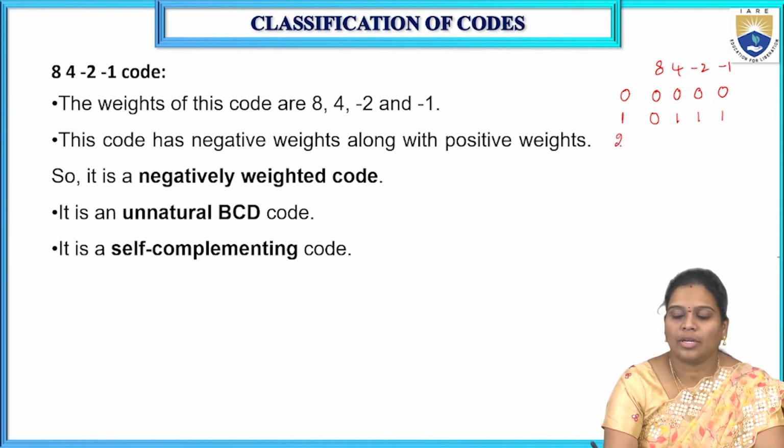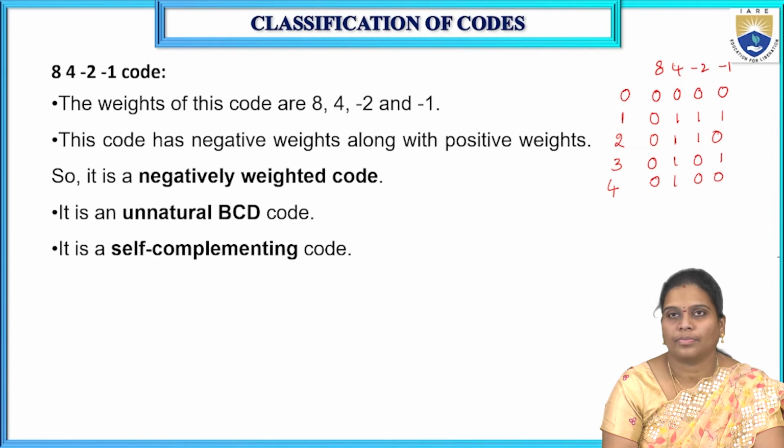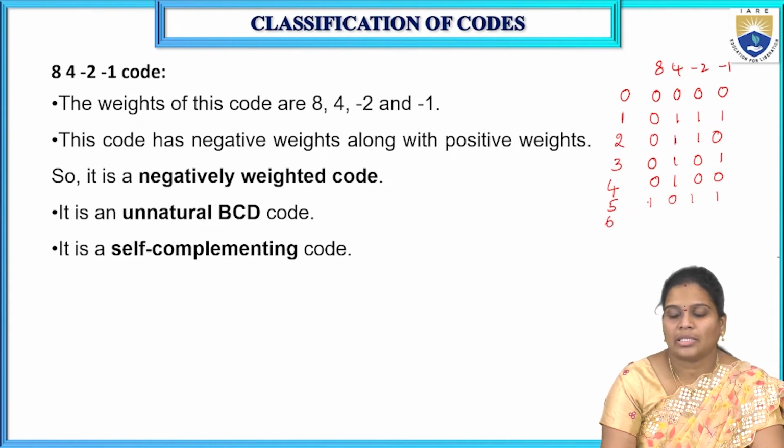Okay. Next one is the 2: 4 minus 2 is 2, so 0, 1, 1, 0. Next, the third: 4 minus 1 is 3, so 0, 1, 0, 1. Next one is the fourth: 0, 1, 0, 0. Next, the fifth one: 8 minus 2 is 6, 6 minus 1 is 5, so 1, 0, 1, 1. Next one is the 6: 8 minus 2 is 6, so 1, 0, 1, 0.